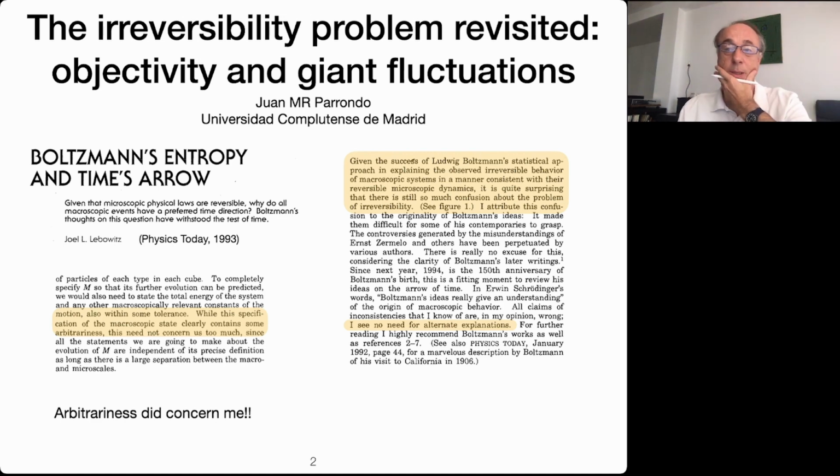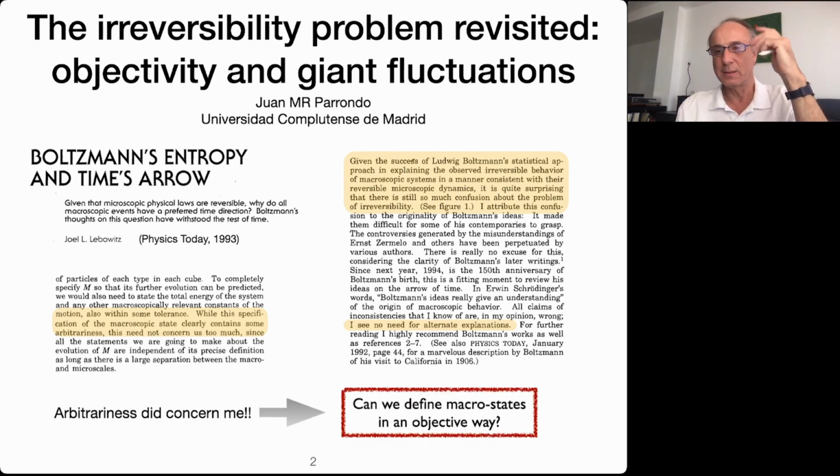But this arbitrariness does concern me because first we have all this nanotechnology and the manipulation of microscopic systems, and it's not clear what is now a macroscopic observer, or does the macroscopicity of an observer depend on the technology that we have available? And even though we could define macro and micro scale, what is the crossover between these two scales? So these are problems that I think in the original explanation by Boltzmann and in Lebowitz's paper were not solved in a satisfactory way.